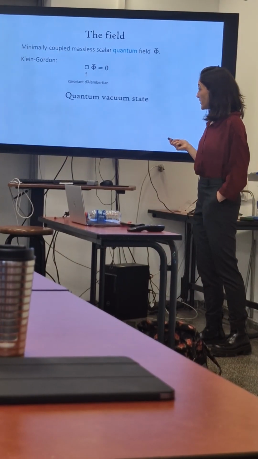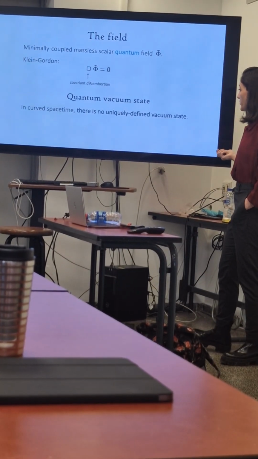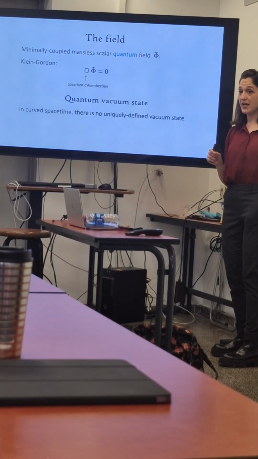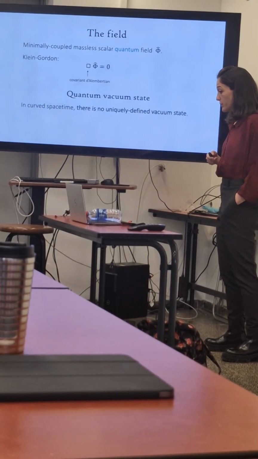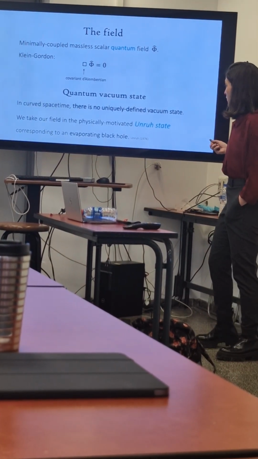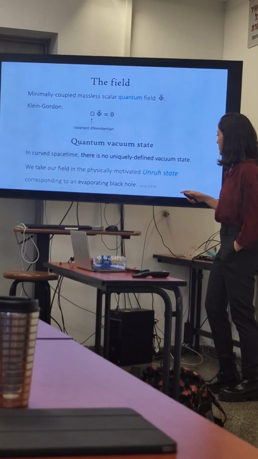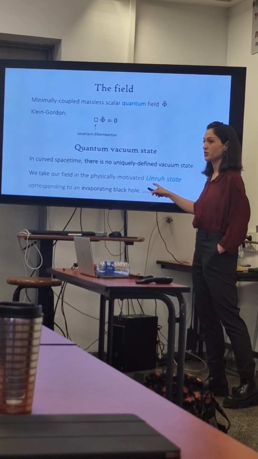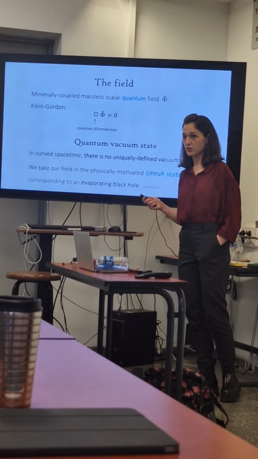Now we take our field in some quantum state. In curved spacetime, there is no uniquely defined vacuum state. This has to do with the ambiguous choice of positive frequency. So we take our field to be in a specific state, which is the Unruh state. It is a physically motivated vacuum state, which corresponds to black hole evaporation.